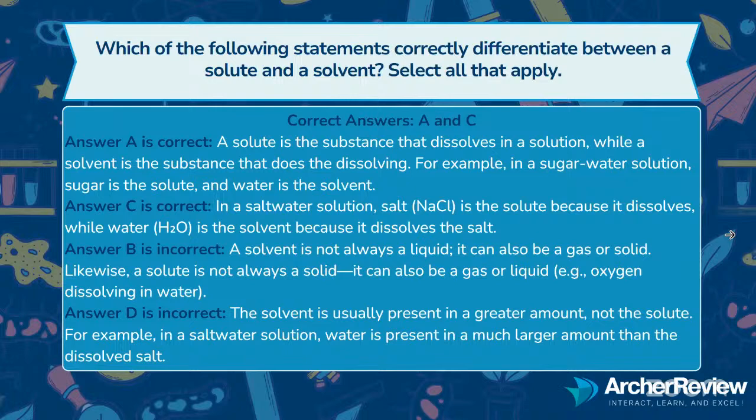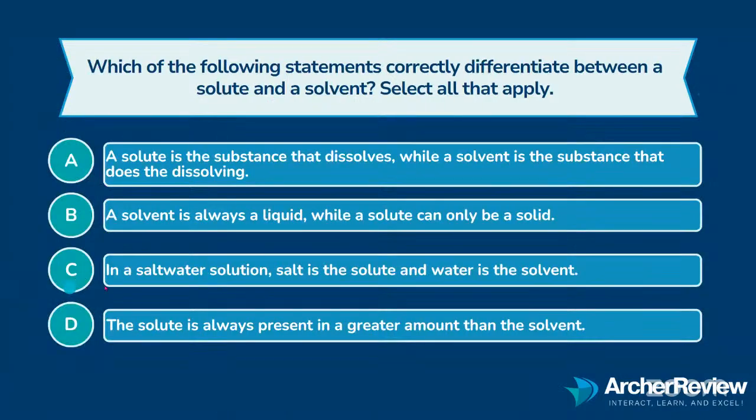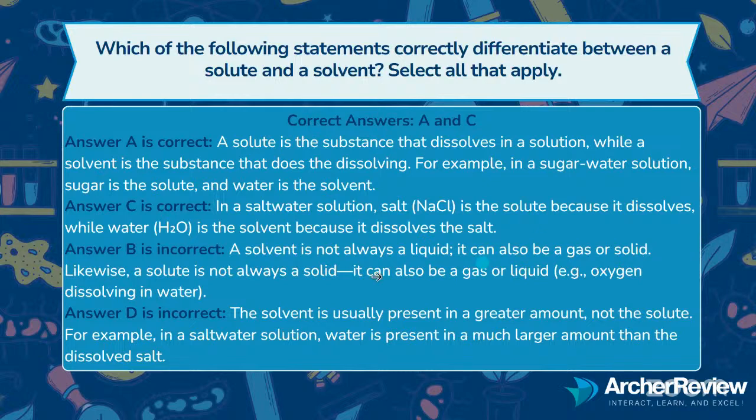All right, for those of you that chose A and C, which many did, well done. So the solute is the substance that's dissolved in a solution, while the solvent is the substance that's doing the dissolving. Yesterday, for example, we talked about water and our Crystal Light packet. So water is our solvent and our Crystal Light would be our solute. All right, answer C. In a saltwater solution, salt is our solute and water is the solvent. So let's take a look. What's wrong with B? What's wrong with D?